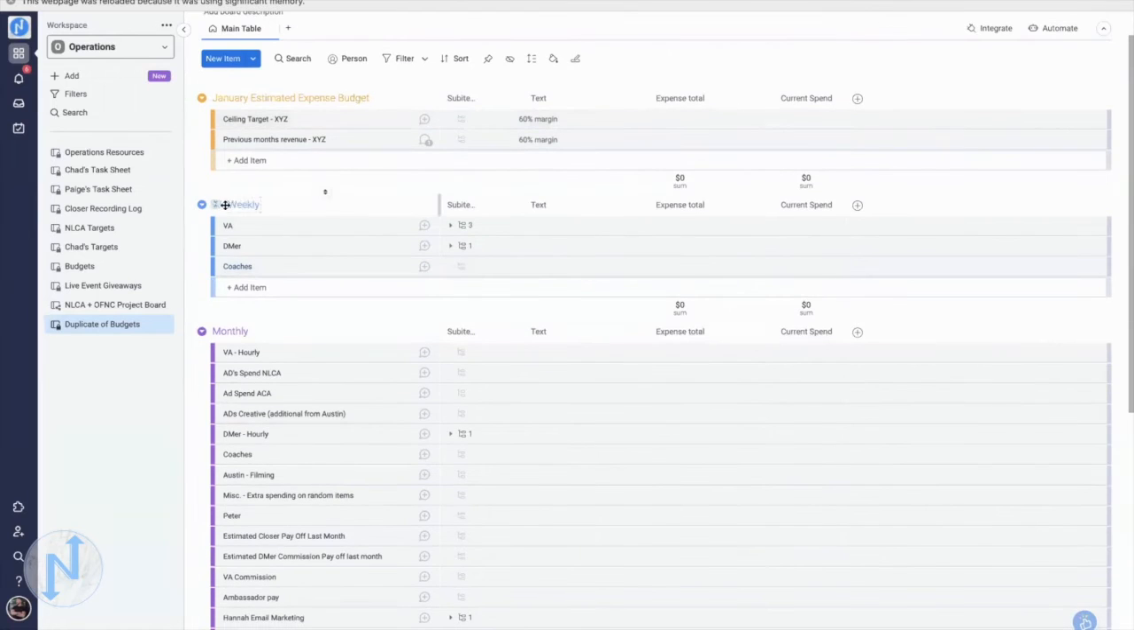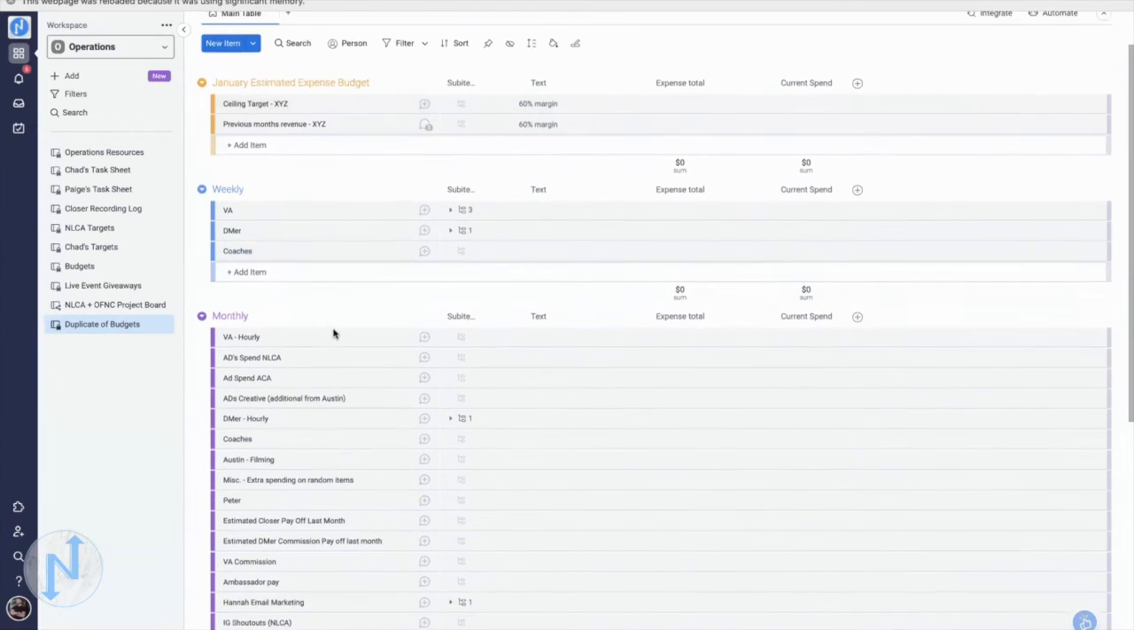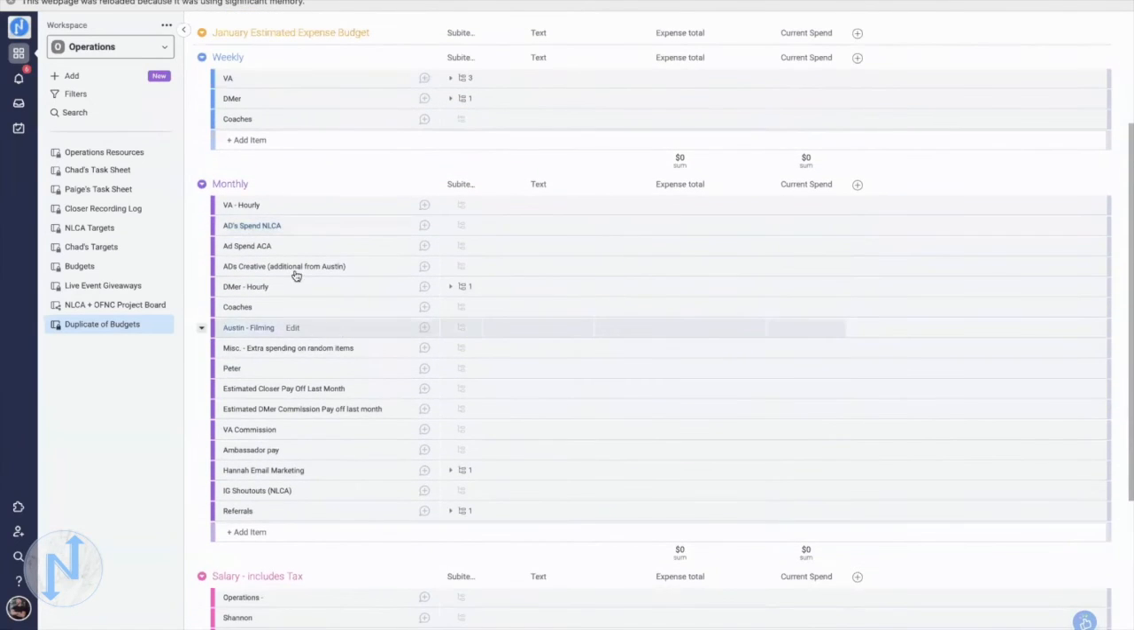All right. And then we break down these categories into weekly, and then we have monthly. All right. So for weekly, we have VA spend weekly, DMer spend weekly, coach spend weekly. I'll talk you guys through how to do that. All right. And then the big kahuna is the monthly spend. All right. So we'll have our VA total monthly expense budget here. We'll have our ad spend budget here. This wouldn't be relevant to you. We have our ads creative. So any additional money that we're spending on people to help create our ads, we'll have a budget here.